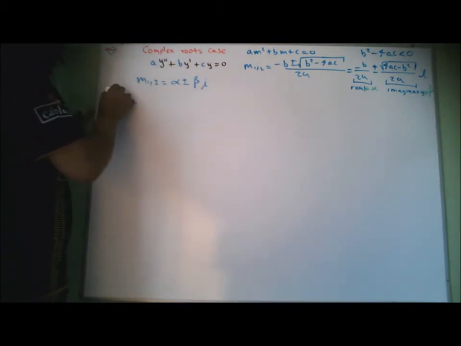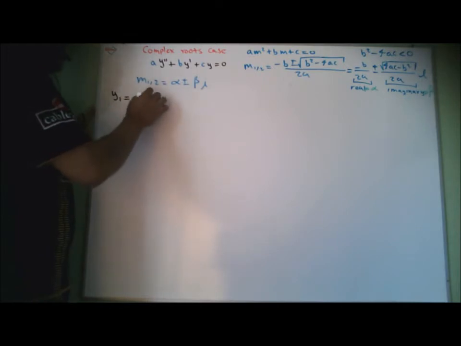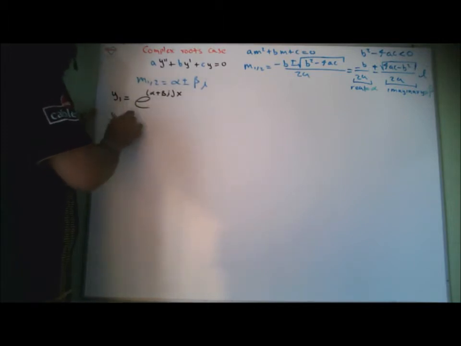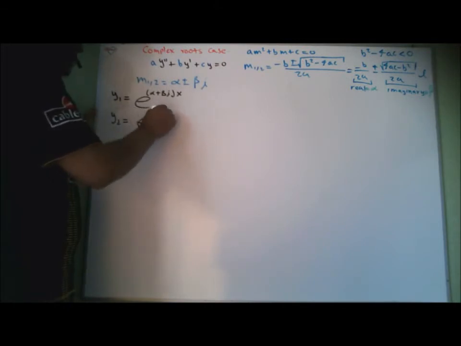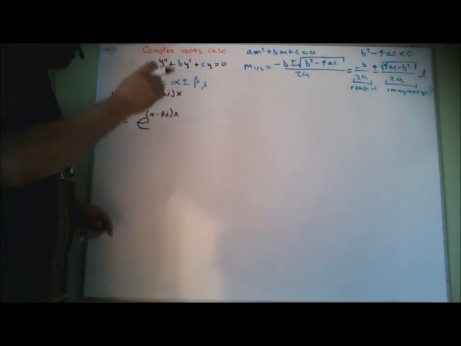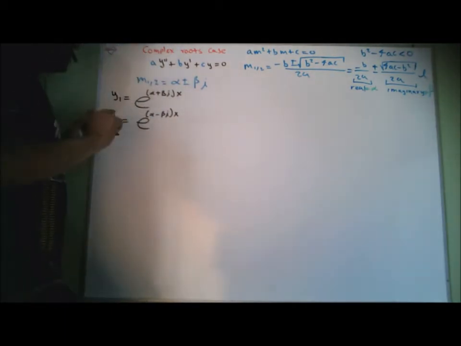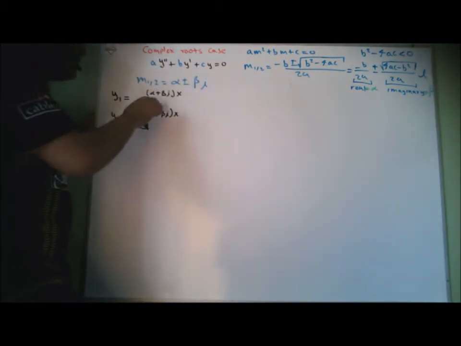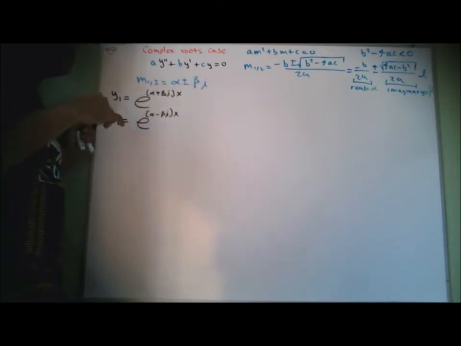Okay, so my first solution will be the exponential of alpha plus beta i x. And my second solution is going to be the exponential of alpha minus beta i x. Now, pay attention that the only difference between the first solution and the second solution is that this is positive and this is negative. This is called the conjugate.